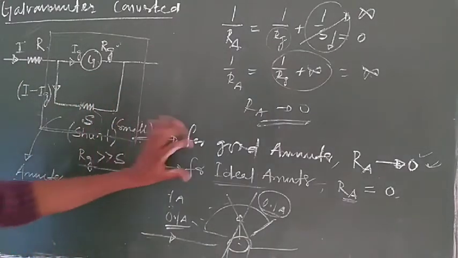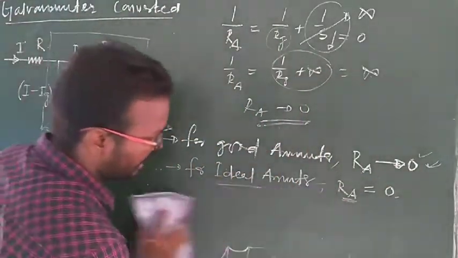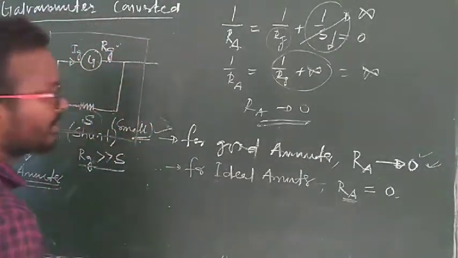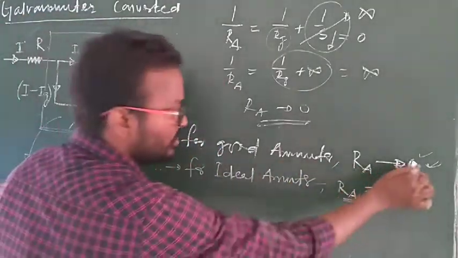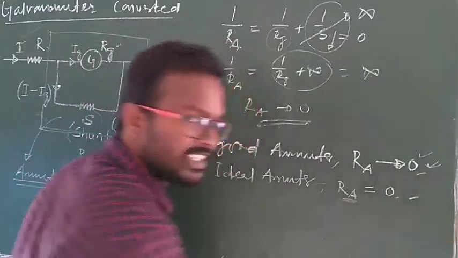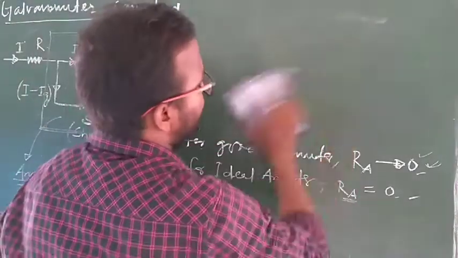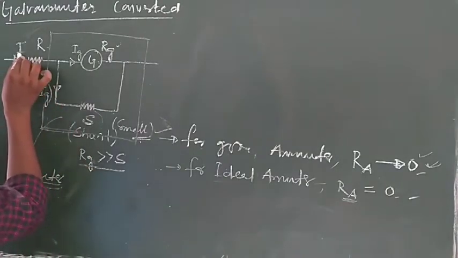Clear? So this is the condition for the ammeter. How to determine an ammeter from a galvanometer? For a broad ammeter, Ra should be 0 or tends to 0. For an ideal ammeter, Ra equal to 0. You have to remember this relation. Clear? Okay.